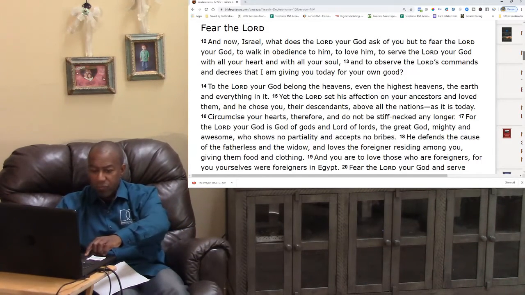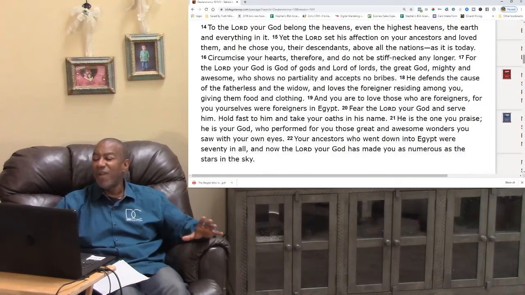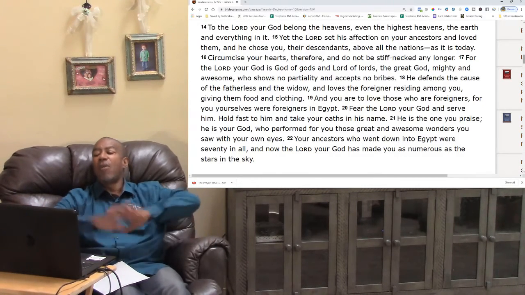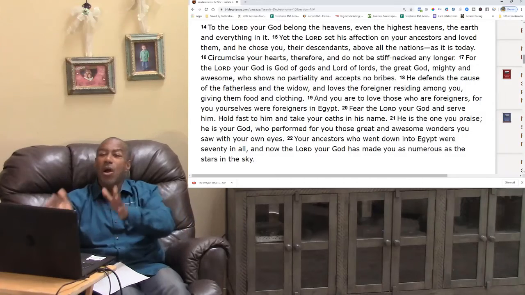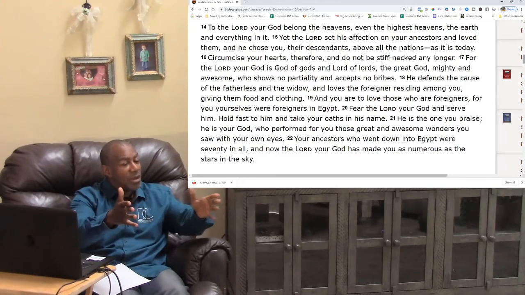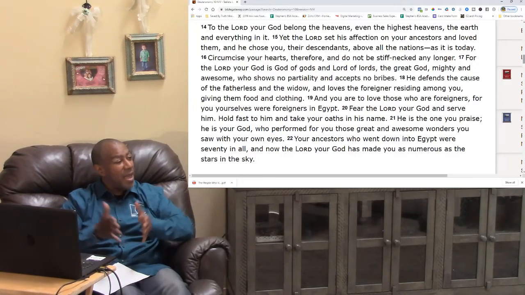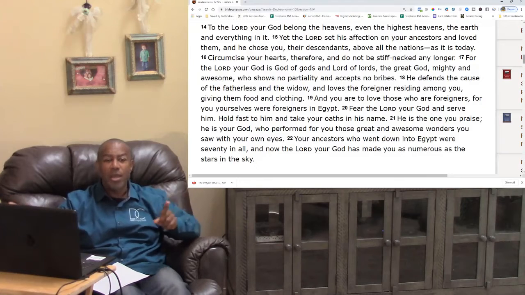Let's keep reading. To the Lord your God belongs the heavens and the highest heavens, the earth and everything in it. Yet the Lord set his affection on your ancestors and loved them, and he chose you, their descendants, above all the nations, as it is today. The Lord's talking directly to you. He's not talking to some other people. There's no one else on earth honoring the Sabbath today, with the exception of the people that the Lord has brought it through us. So he's talking directly to you.